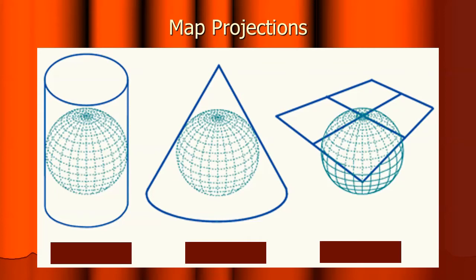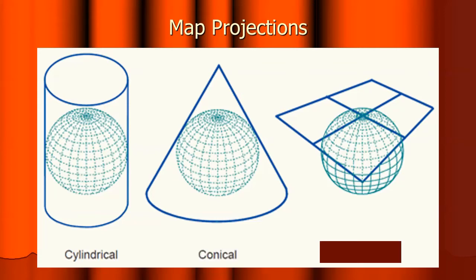Sometimes we use a cone shape like the one in the middle, and sometimes we just project it onto a plane like the one on the right. And all of these have their pluses and minuses to them. Okay, so the first one is called a cylindrical projection, and this is really one of the most commonly used ones. The second one is called a conical projection, and last but not least, we have an azimuthal projection. It's kind of a hard word to say, azimuthal.